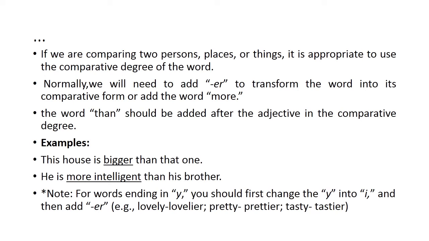And for words ending in y, you can first change the y into i and then add er. For example, lovely, lovelier, pretty, prettier, tasty, tastier. In this way, you can change the first degree into a second degree, that is also called a comparative degree.